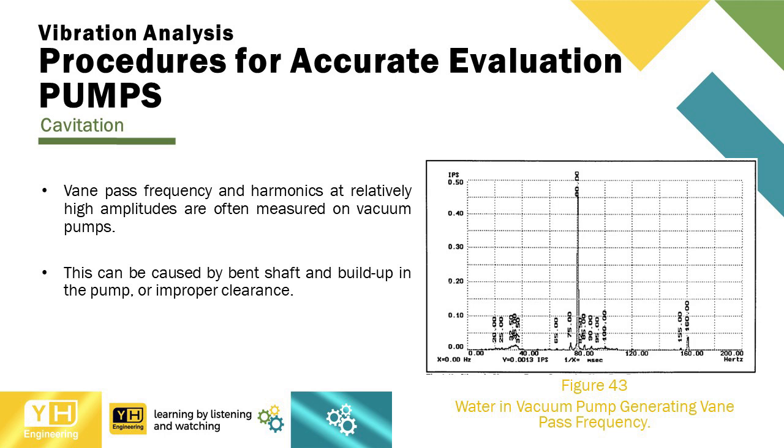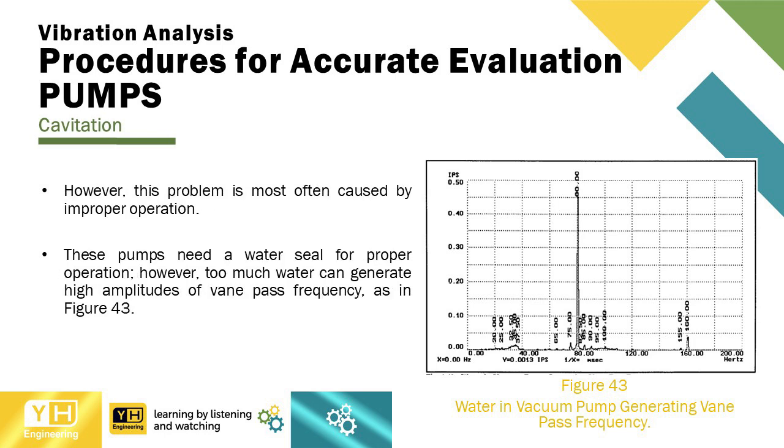Vane pass frequency and harmonics at relatively high amplitudes are often measured on vacuum pumps. This can be caused by bent shaft and buildup in the pump, or improper clearance. However, this problem is most often caused by improper operation. These pumps need a water seal for proper operation. However, too much water can generate high amplitudes of vane pass frequency, as in Figure 43.